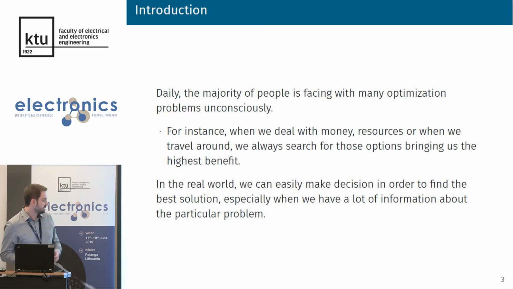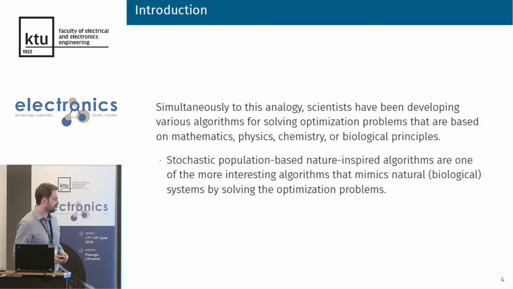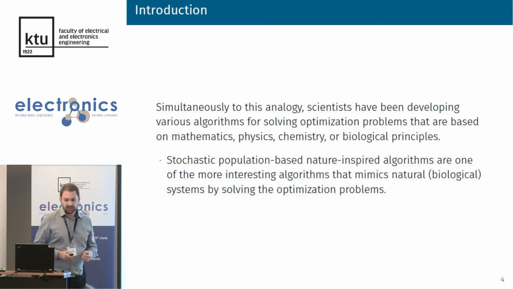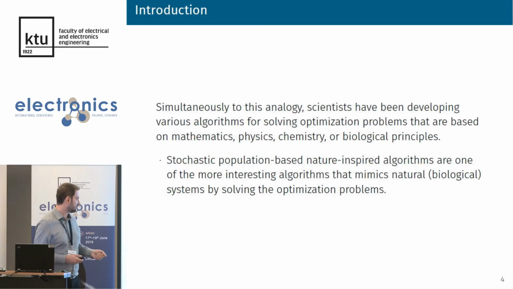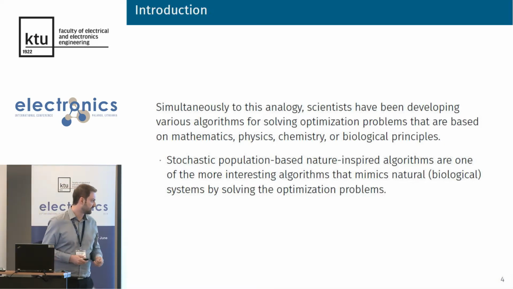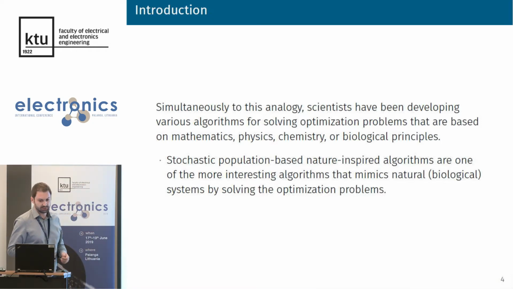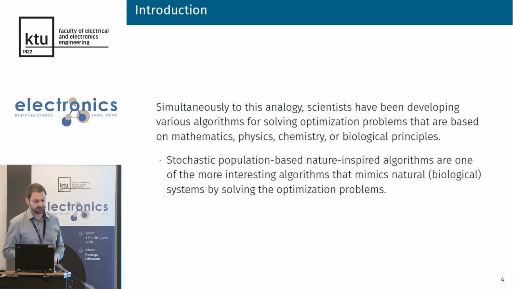So simultaneously to this analogy, many scientists have been developing various algorithms for solving optimization problems that are based on the mathematics, physics, chemistry, or even biological principles. The latest, based on the biological principles, include the stochastic population-based nature-inspired algorithms, which are quite popular in recent years and mimic natural or biological systems when solving optimization problems.